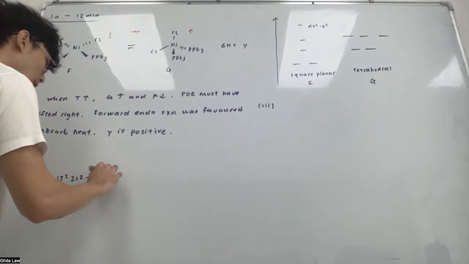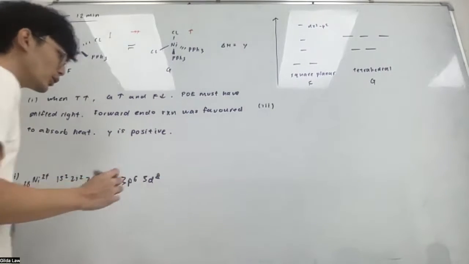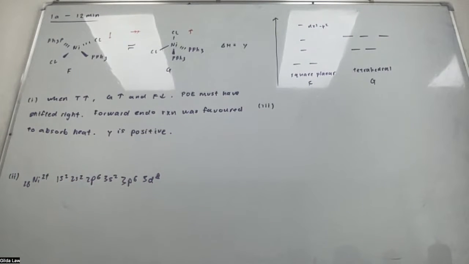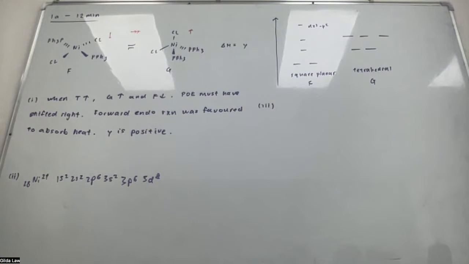Now moving on to the next part, we have this right here, your nickel 2 plus cation. Not difficult at all. Just be careful. You remove 4s first, then remove 3d. Okay, going over to part 3.